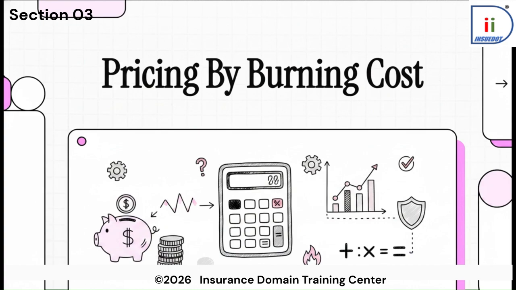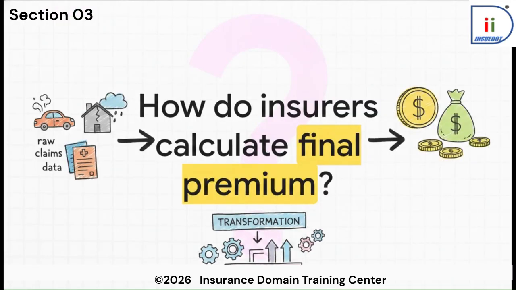Okay, let's dive into this. The central question we're tackling today is how insurers take all that raw claims data and transform it into your final premium. I mean, when an insurer looks at historical accident data, all they see are raw numbers, right? So what does that transformation into a neat final price tag actually look like?